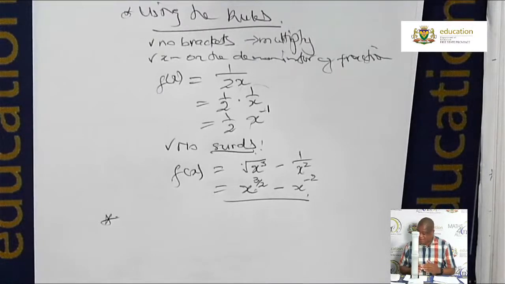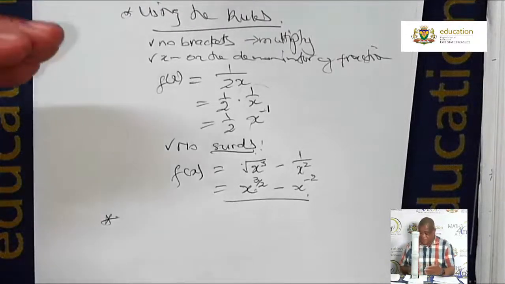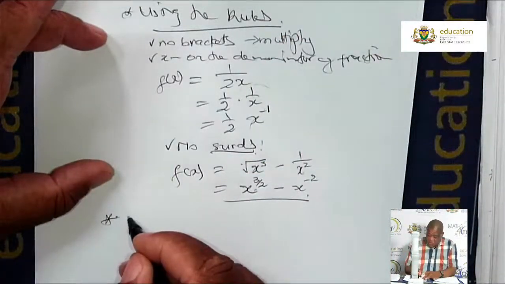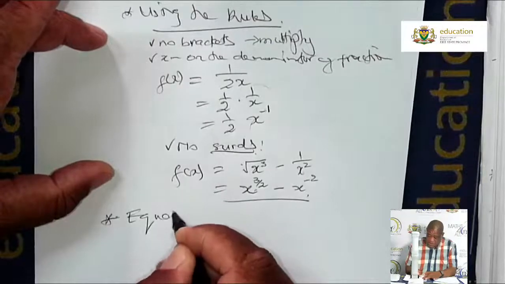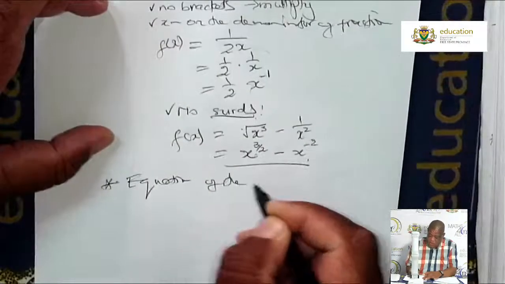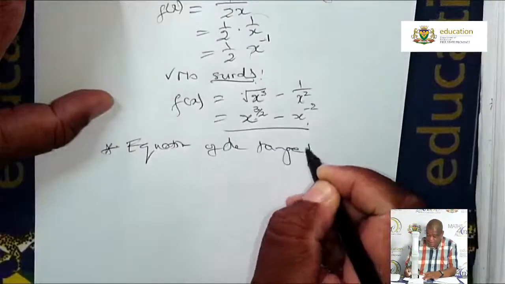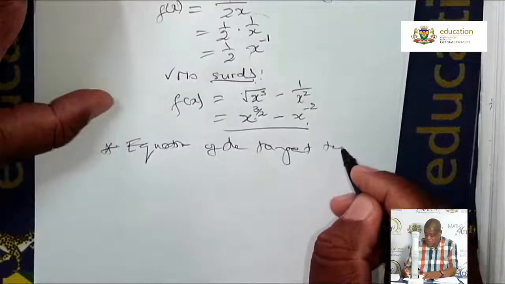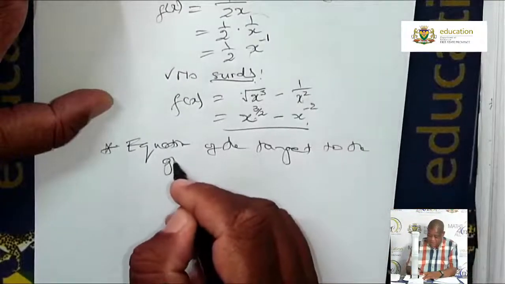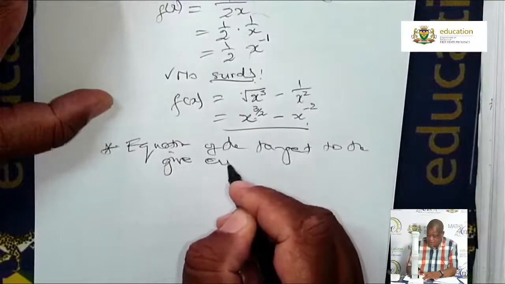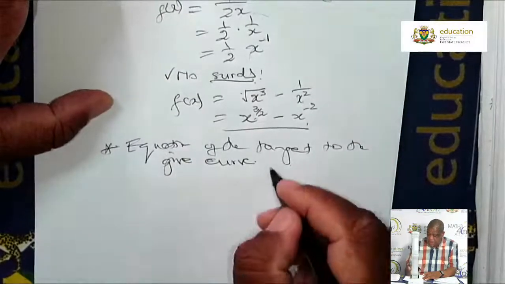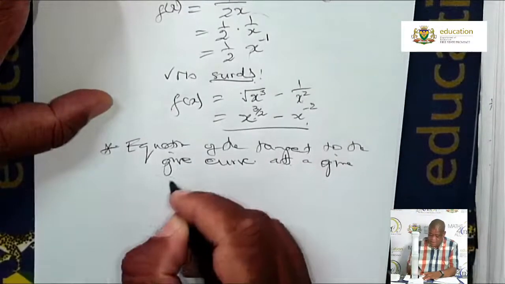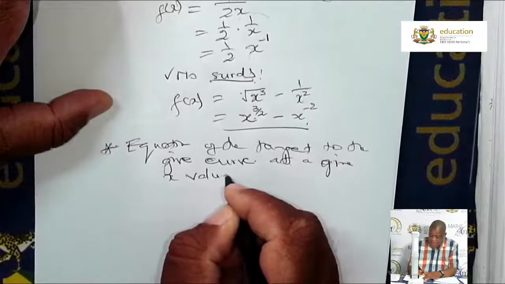You may come against the other questions. Sometimes they separate this from the whole question. They can ask it somewhere, but let us know how to find the equation of the tangent to the given curve at a given x value. Let us be careful of that.